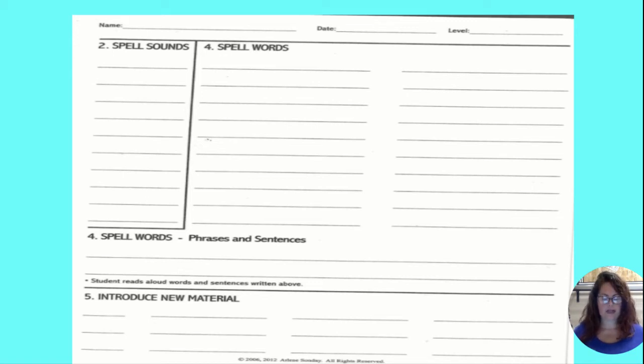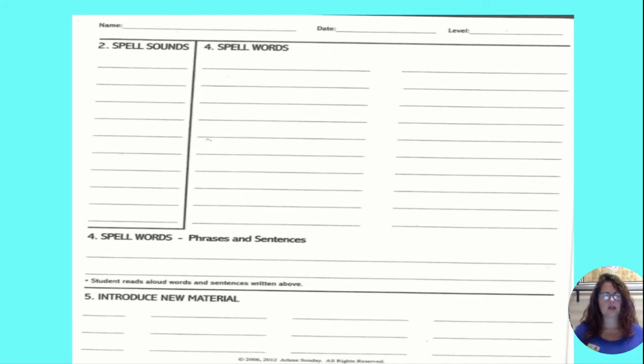Was. This is a sight word. I did not point out that there was a sight word before. Trap. Clap. Form. Click. And sort. Give yourself a minute to get all the words written.